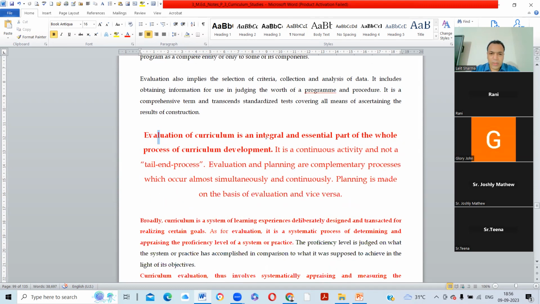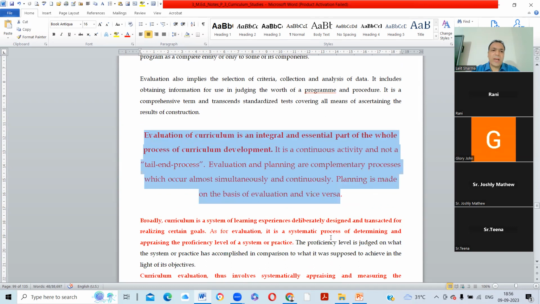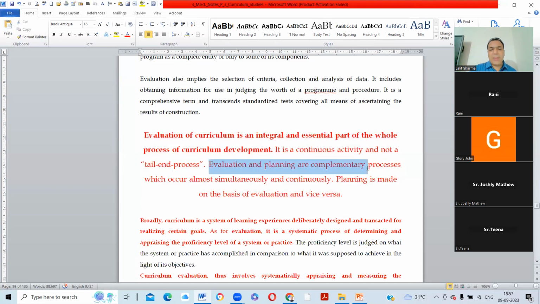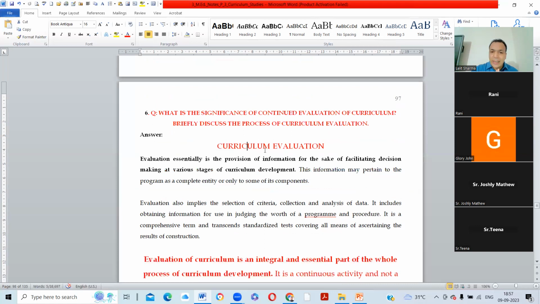It is written, evaluation of a curriculum is an integral and essential part of the whole process of a curriculum development. It is a continuous activity and not a tail end process. Evaluation and planning are complementary processes which occur almost simultaneously and continuously. Planning is made on the basis of evaluation and vice versa. Whatever we have planned, we have to act. Whatever we have to act, according to that, we have to again plan, we have to act. Vice versa, simultaneously. What are important lines and important words, right? Evaluation and planning are the complementary processes which occur almost simultaneously and continuously. So this is the meaning of a curriculum evaluation.